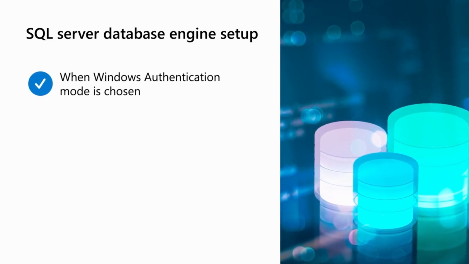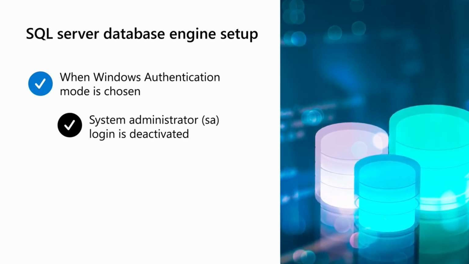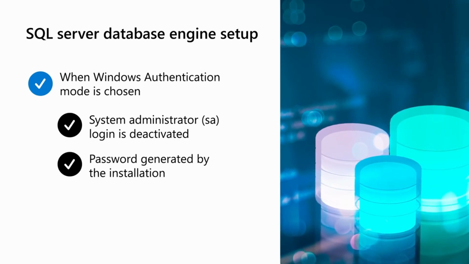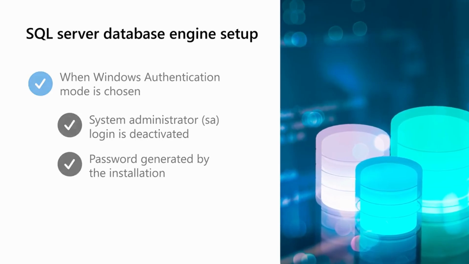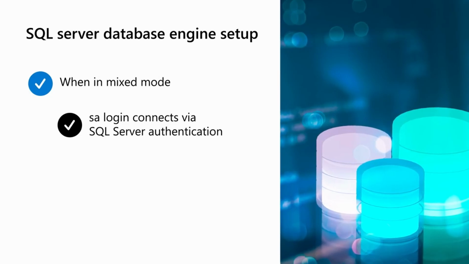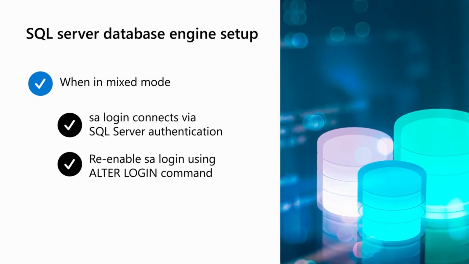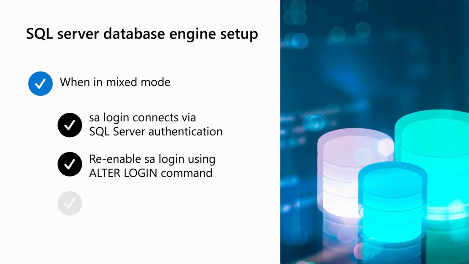If Windows Authentication Mode is chosen, the System Administrator, SA, login is deactivated, and the installation generates a password. In Mixed Mode, the SA login connects to the server solely via SQL Server authentication, so you must use the alter login command to re-enable the SA login and assign a new password.